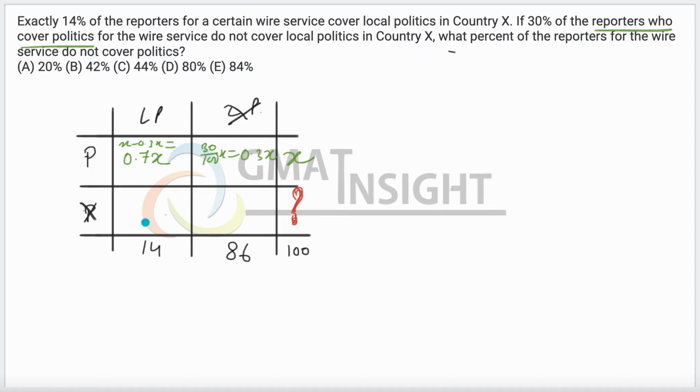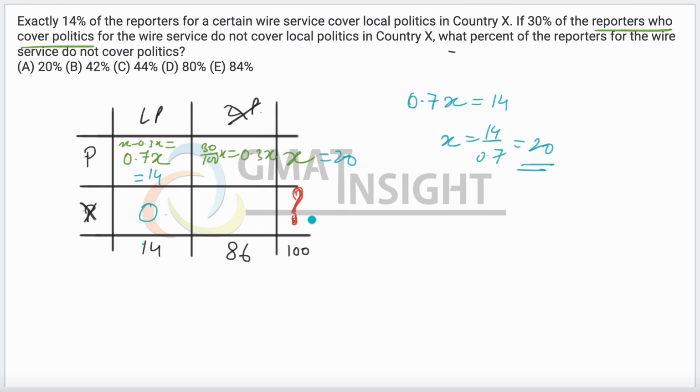Now we know that local politics is a subset of politics. That means this particular region cannot have any value. It must be 0 essentially, because if any reporter does not cover politics, then there is no point of the reporter covering the local politics anyway. And since this part becomes 0, then this whole 14 will be shifted into this cell because the sum of these two numbers is written here, which means the same value that we are writing as 0.7x is equivalent to 14. If you simplify this, you get x is equal to 20.